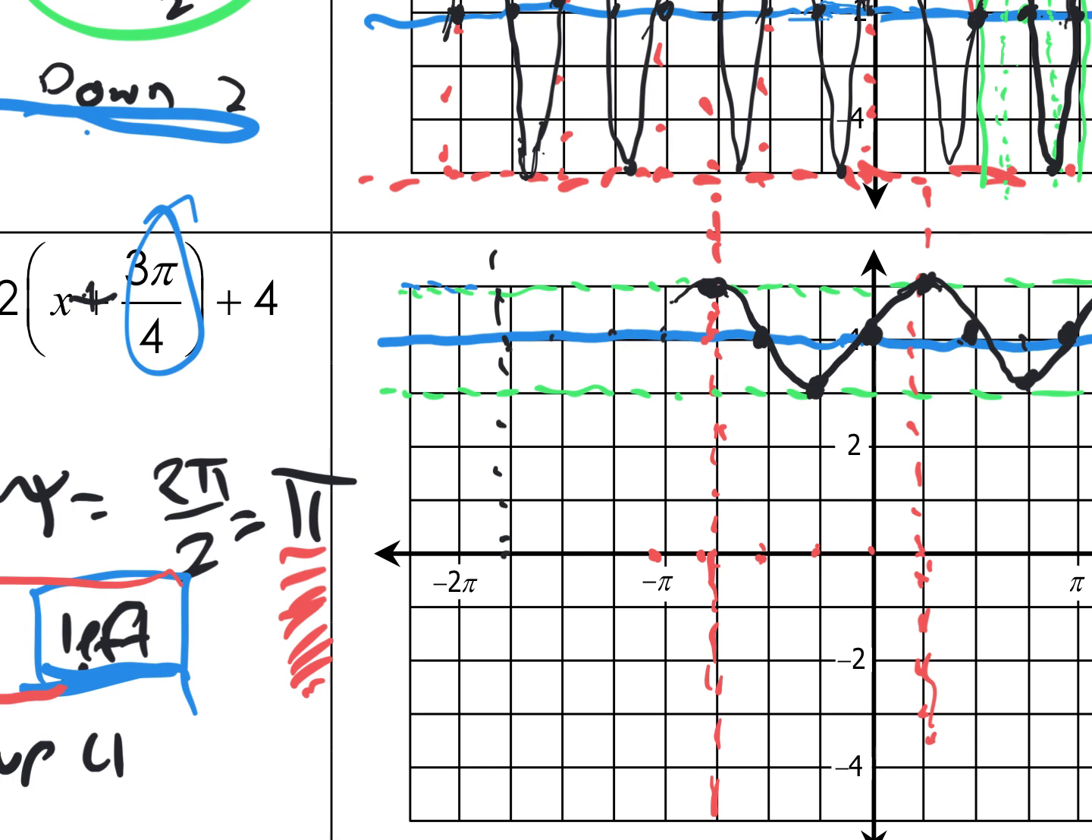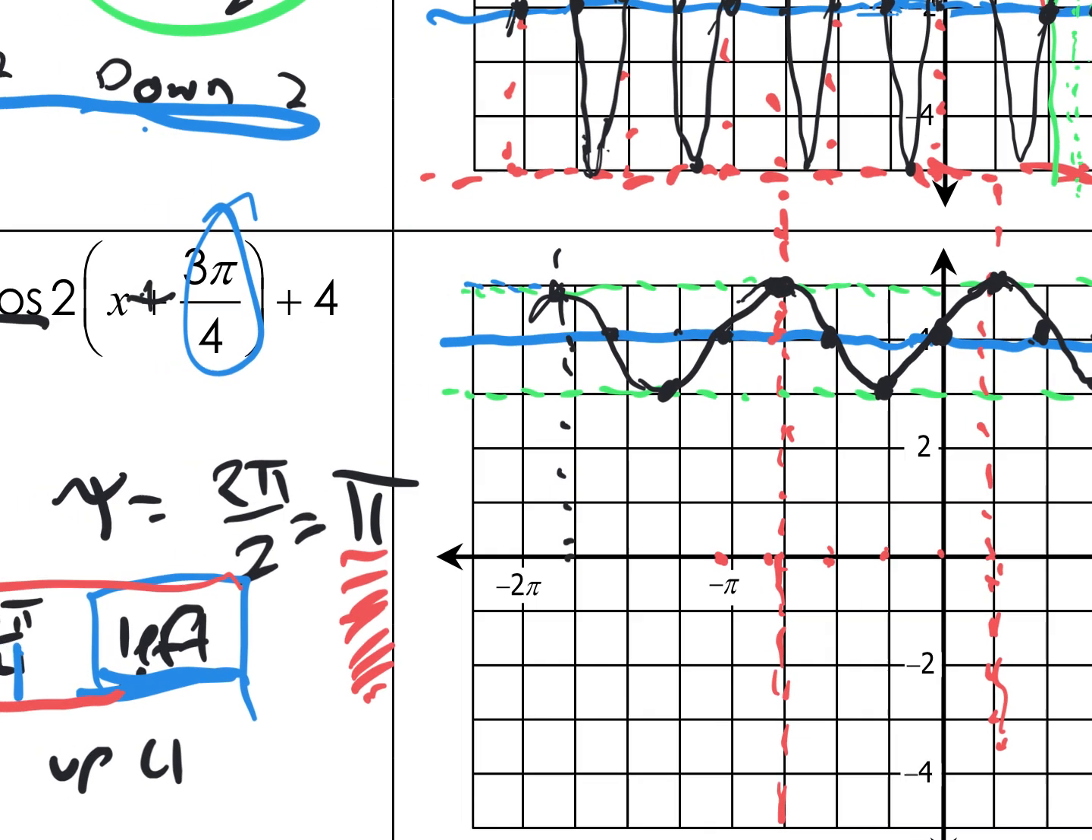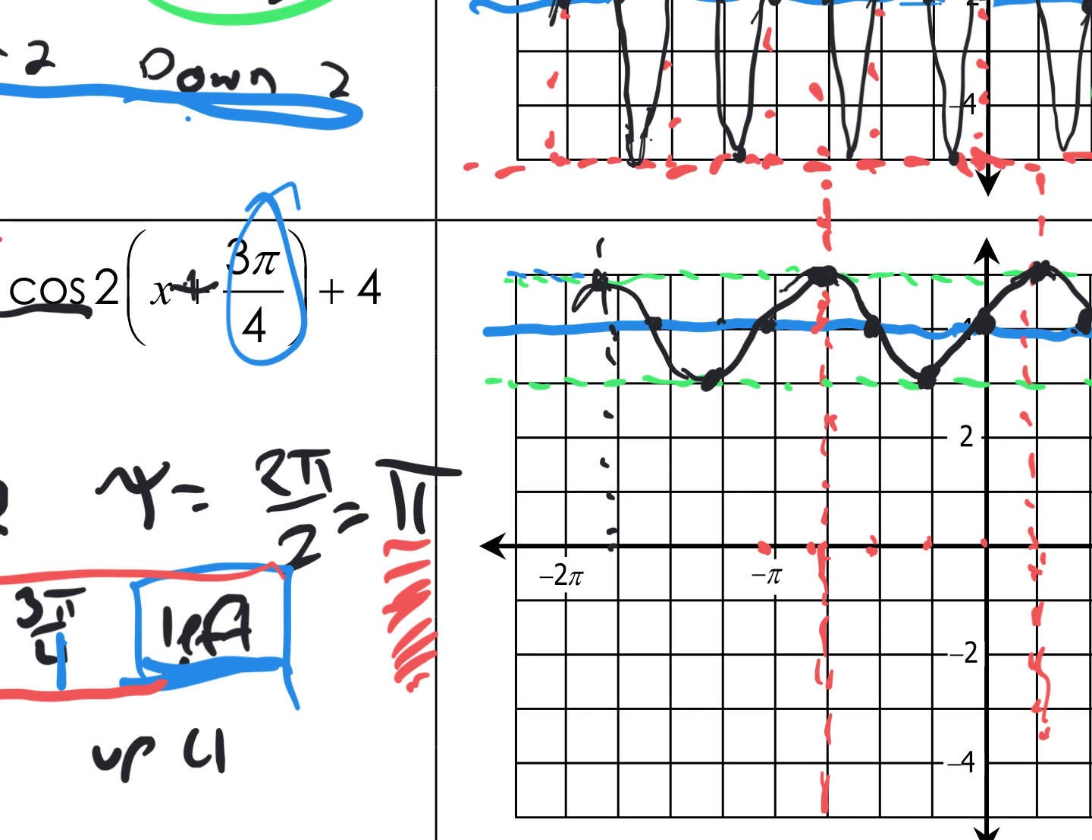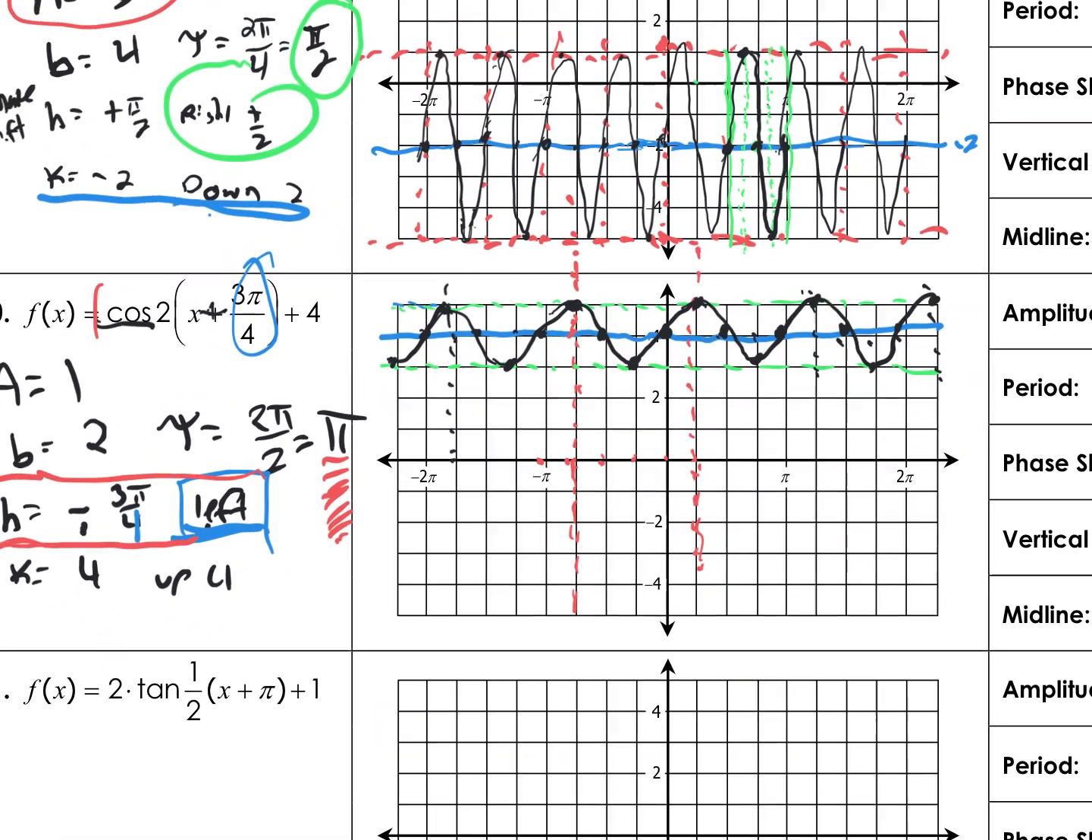So I go down, down, up, up. Okay. So since I only have 2, then I know it's going to go down, down here. That's how it's going to look. And I filled it all in.